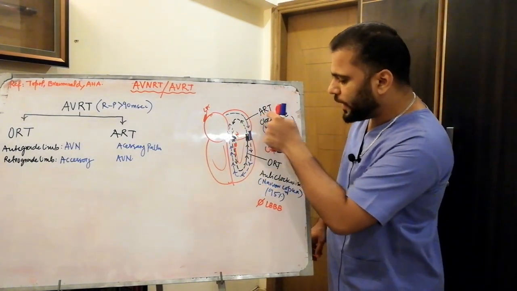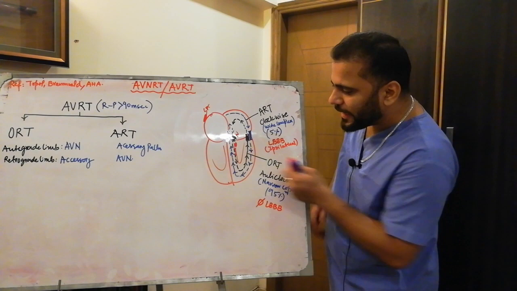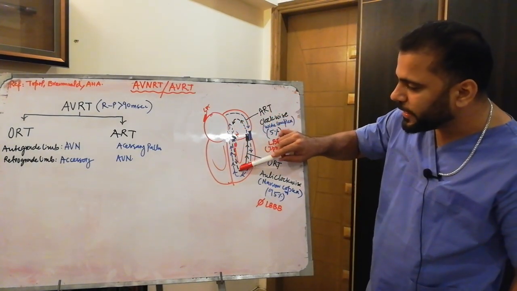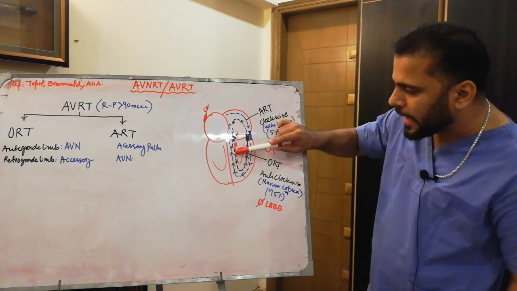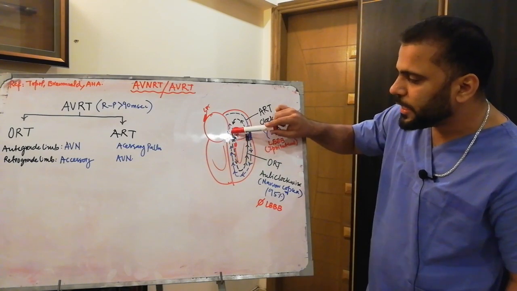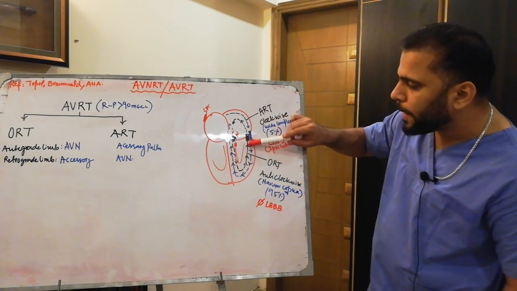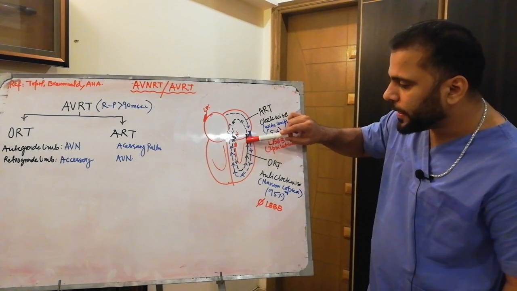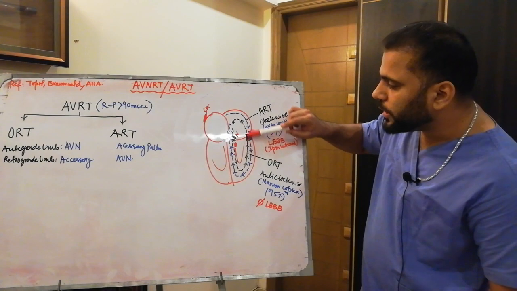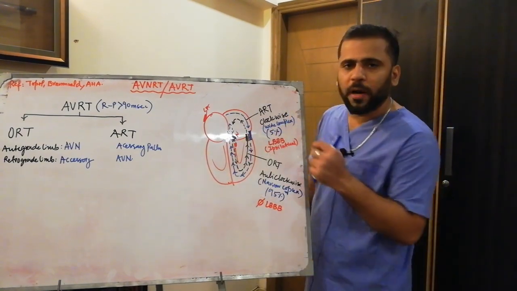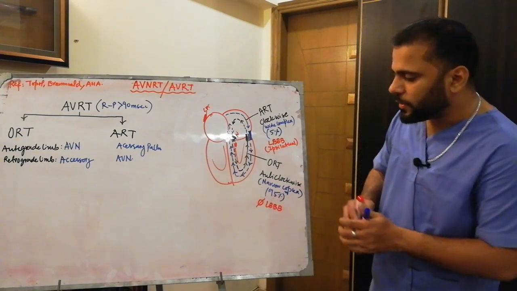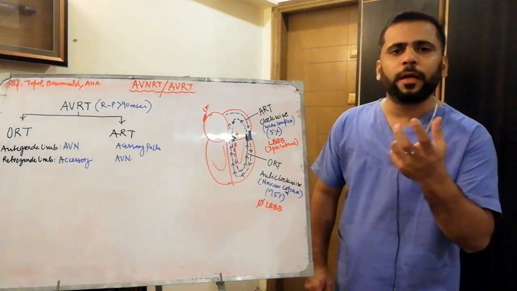In ORT, the black lines, if you are appreciating these black lines, are following the natural pathway. The antegrade limb is coming down through this natural pathway, but it is going upward, going back through the accessory pathway. So in this condition, obviously when it is following the natural pathway, the QRS complex would be narrower.